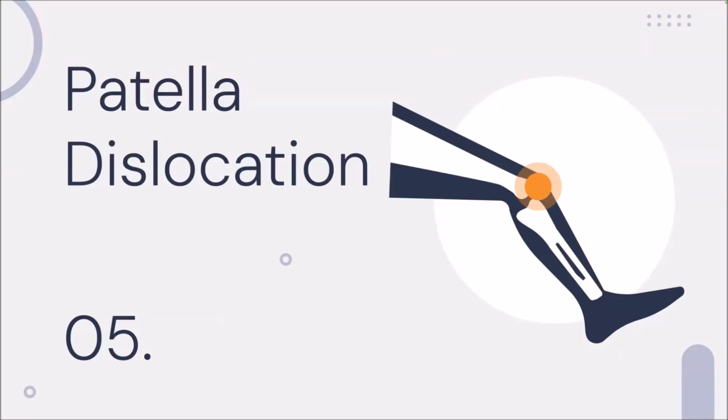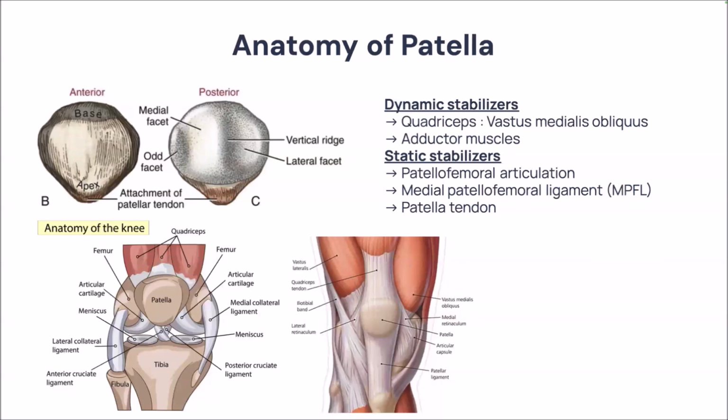Next, I'll be presenting about the patella dislocation. So first is the anatomy of the patella. The patella is a triangular sesamoid bone embedded within the quadriceps tendon. The function is to protect the knee joint, increase the leverage of the quadriceps during knee extension, and also maintain the alignment of the extensor mechanism.